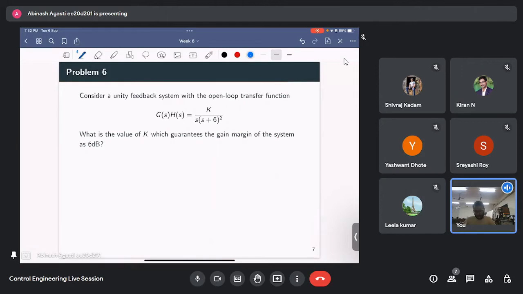Okay. So now consider a unity feedback system with the open loop transfer function k by s into s plus 6 whole square. What is the value of k which guarantees the gain margin of the system as 6 dB? Okay, so first someone tell me what is the gain margin of the system? Just give me the definition.